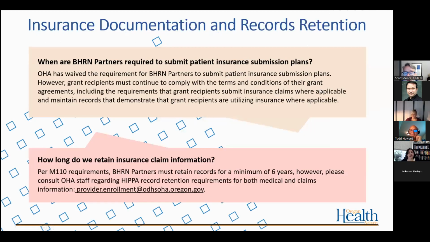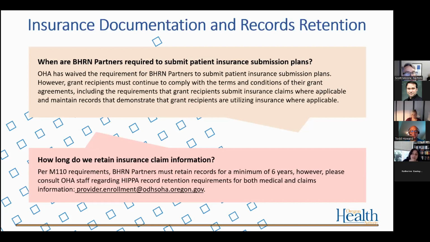All right, so next we're going to talk about insurance documentation and records retention. This is really important. I know there's been a lot of questions about this, and we've said this over and over again. I just want to reiterate it here because I know we're not all in the same meetings, but OHA has waived the requirement for the BURN partners to submit patient insurance submission plans.